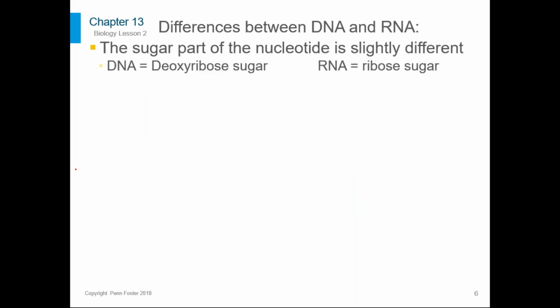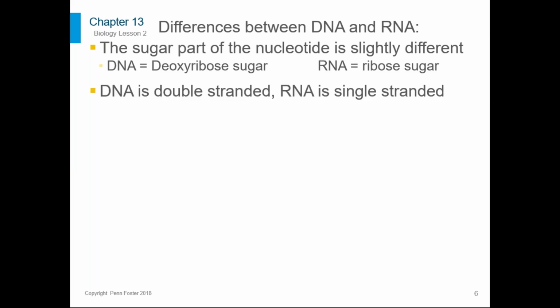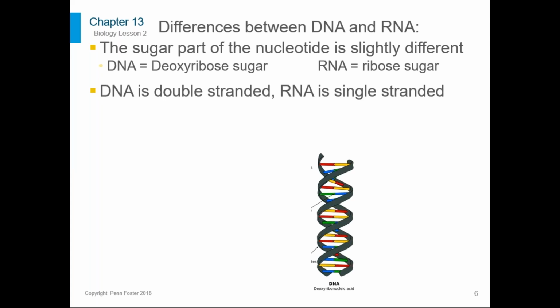Now, the way that they are different is the sugar part of the nucleotide is slightly different between DNA and RNA. The DNA is a deoxyribose sugar, and the RNA is a ribose sugar. So that's how they get their names. That's where the D and the R come from, DNA and RNA. DNA is double-stranded, and RNA is single-stranded. So it doesn't have two matching strands that are complementary that twist around each other like DNA. You just got one strand.